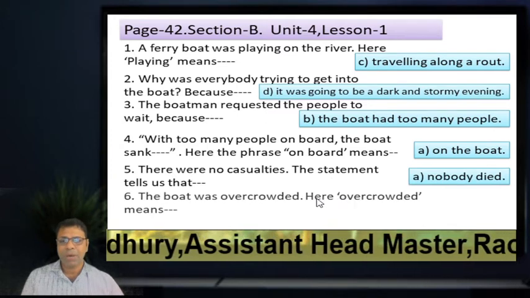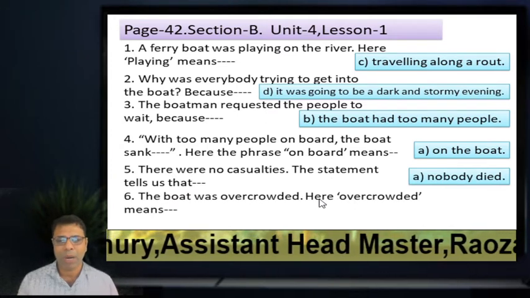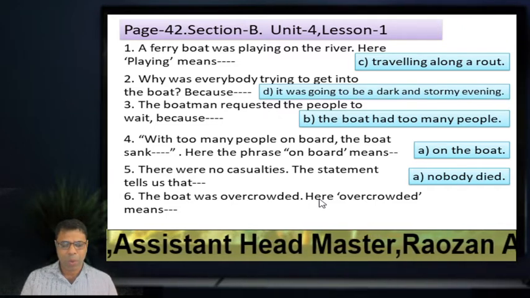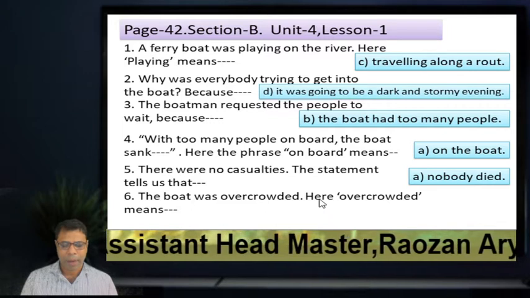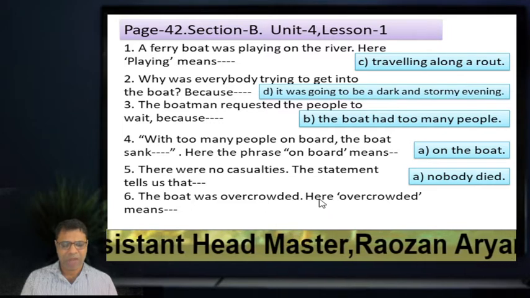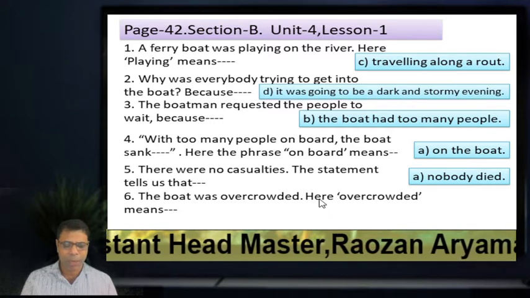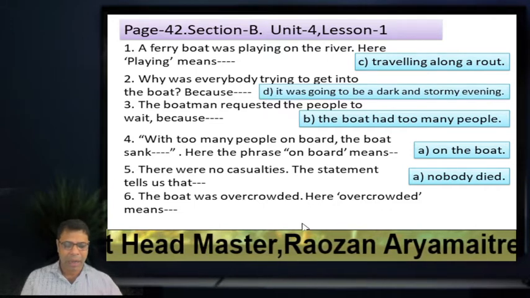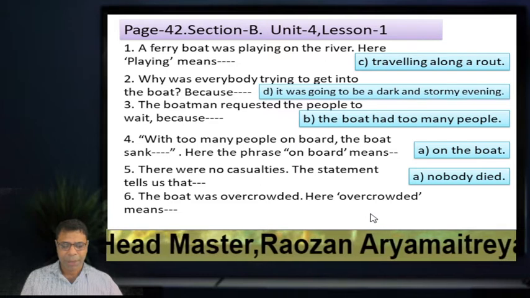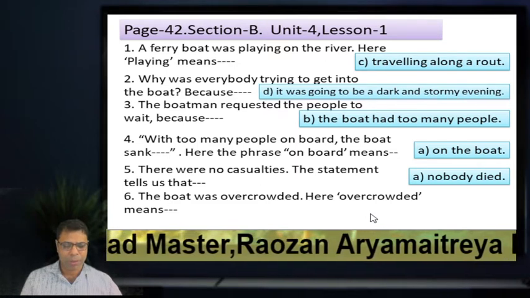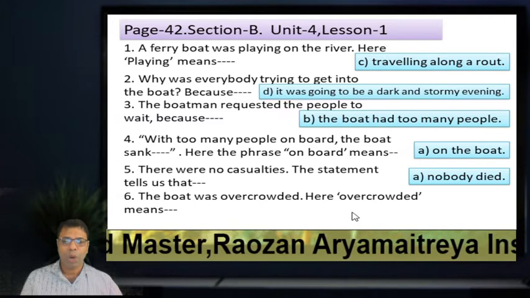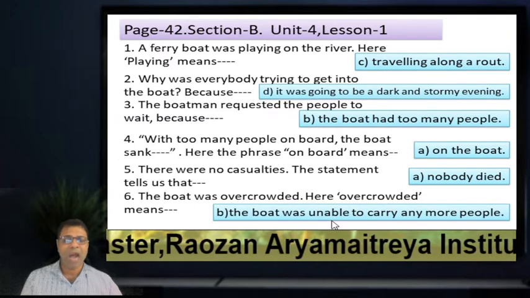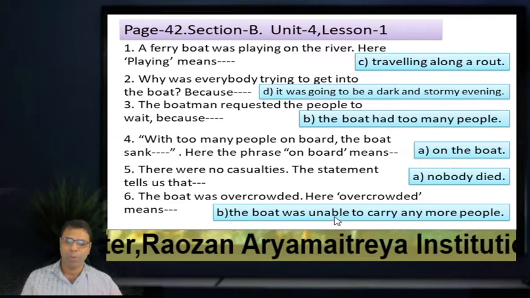Now question number 6. The boat was overcrowded. Here overcrowded means A, people were quarreling on the boat. B, the boat was unable to carry any more people. Option C, the boat did not like a crowd. Option D, people were sitting on the boat's bamboo wood. What will be the correct answer? Option B, the boat was unable to carry more people.